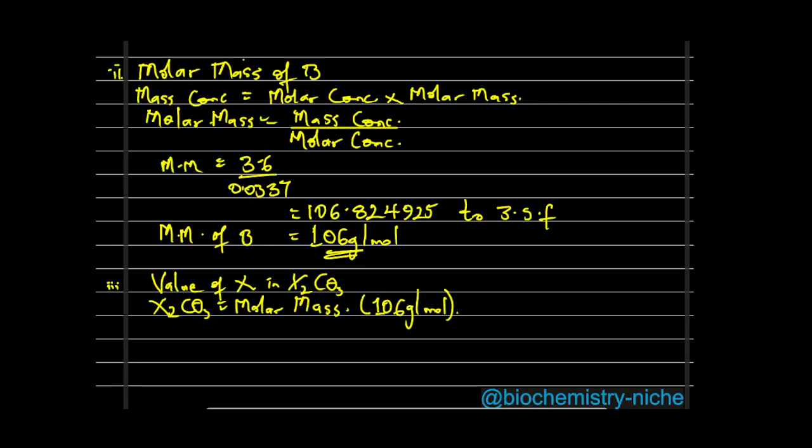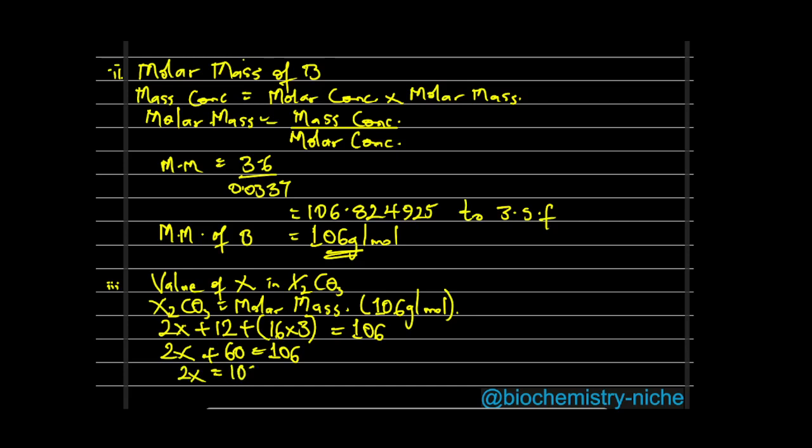So we have our X2, which is 2x, plus 12, which is the mass of carbon, plus our oxygen. Our oxygen is 16, times 3. So that is going to give us 60. So all of this, we have it to be 2x plus 60 to give us 106.